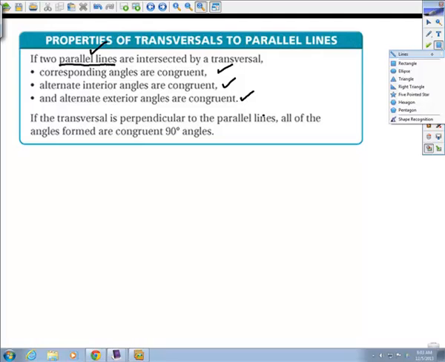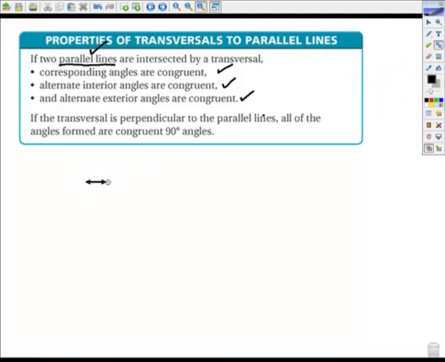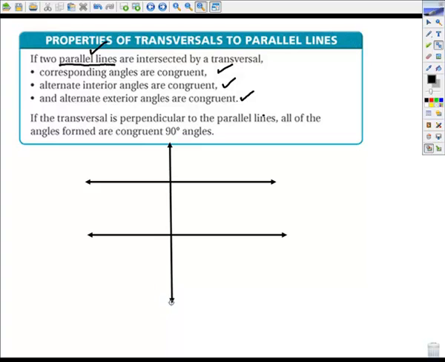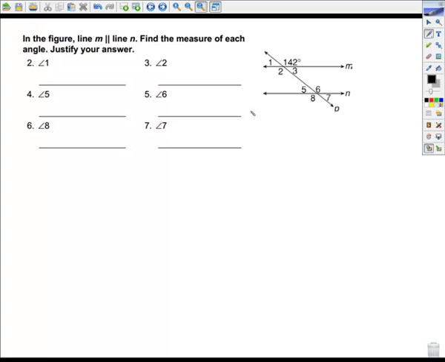So let's look at something like that real quick. If I have my two parallel lines, and if my transversal was intersecting at a right angle, so perpendicular, all 8 of these angles would be right angles, and that's what that is saying. Alright, so let's go ahead and start filling in our angle measures here.